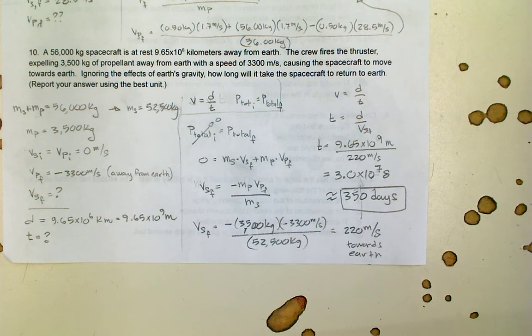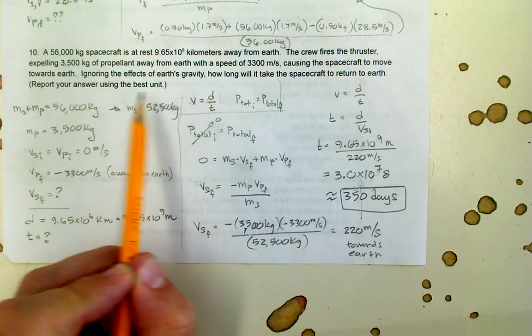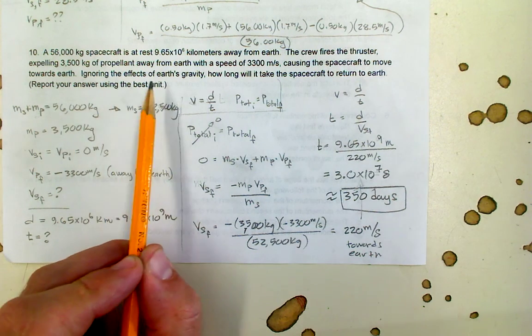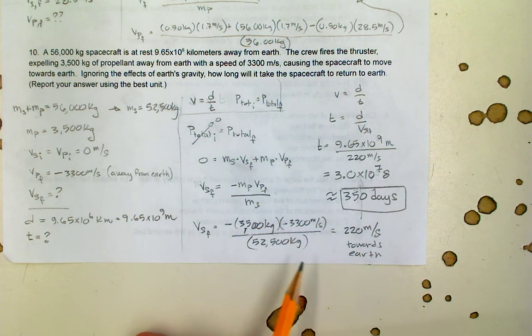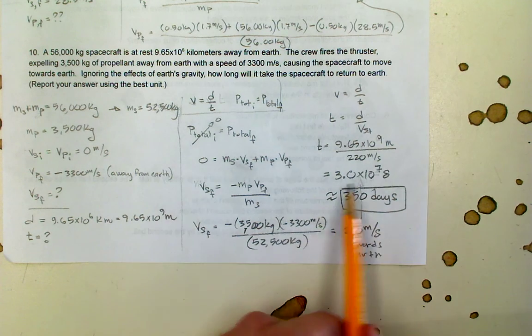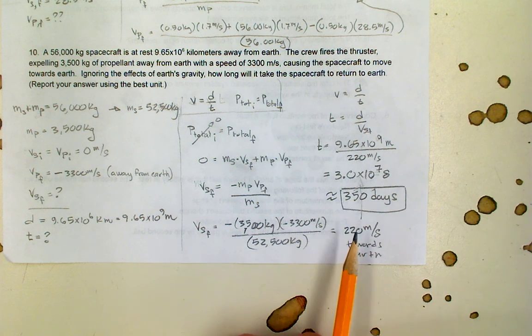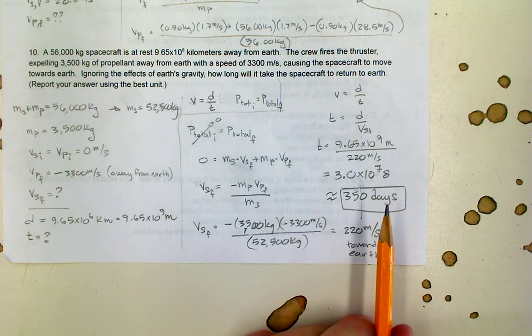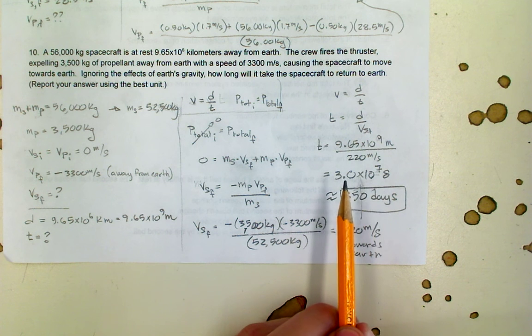And that's an awful lot of seconds. And this is where my little clue over here comes in. It says, report your answer using the best unit. And what I mean by that is I want you to start thinking about our answers and what kind of sense they make. It's hard as humans to understand what 30 million of anything is.